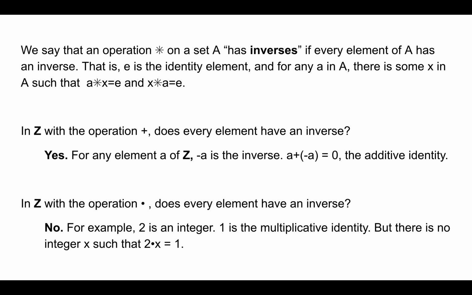What about with multiplication? If we look at the integers with multiplication, does every element have an inverse? Here our answer is no. For example, 2 is an integer. We know that 1 is the multiplicative identity, but there is no integer x such that 2 times x is equal to 1. The value for x that makes that equation true is x equals 1/2. 1/2 is not an integer, and both the element and its inverse must both be in the set. So Z with multiplication does not have the inverse property.